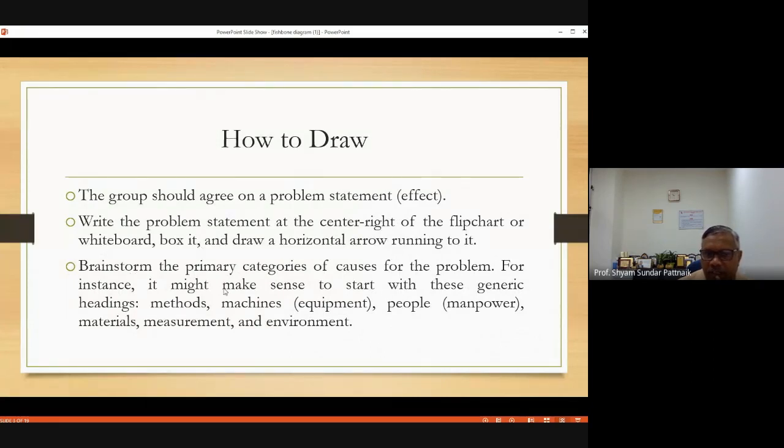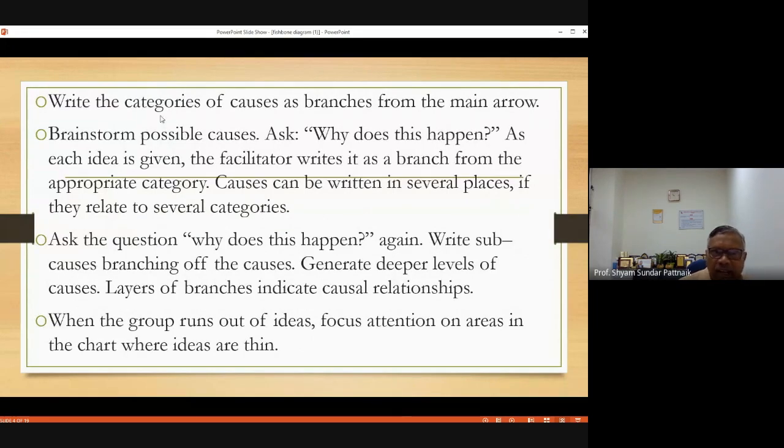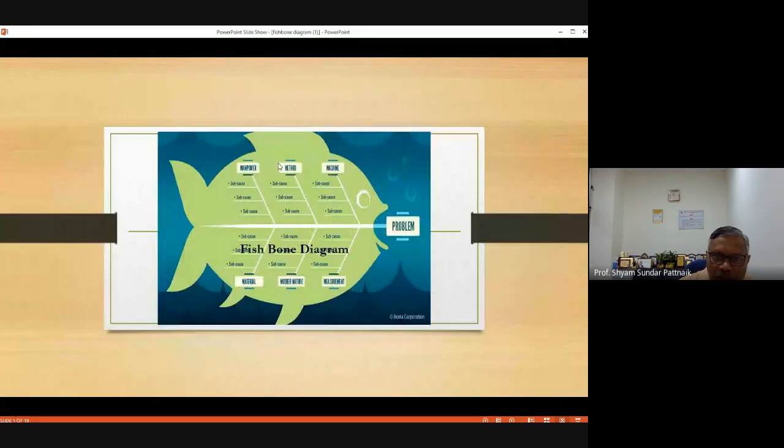So after the brainstorming, the causes are found out. Next step is to write the category of causes as branches from the main row, which I have already explained. Then brainstorm possible causes. Why does this problem happen? As each of you contributes to this problem, you will say that because of this it is happening, because of this it is happening. Those statements are to be put in the sub causes.